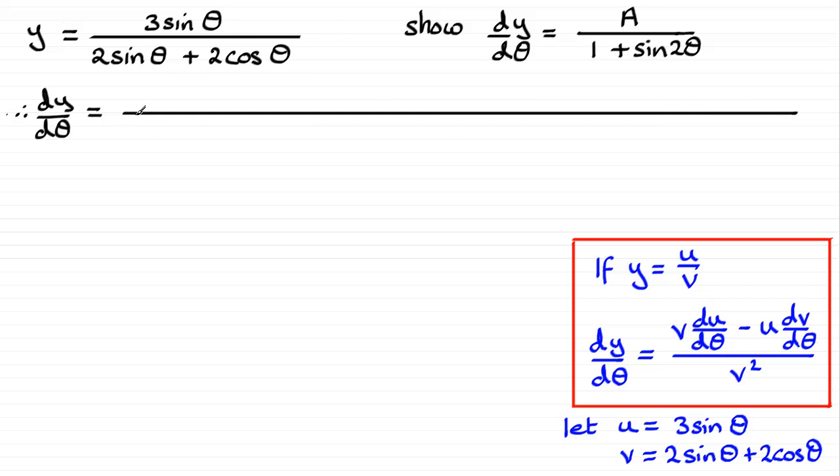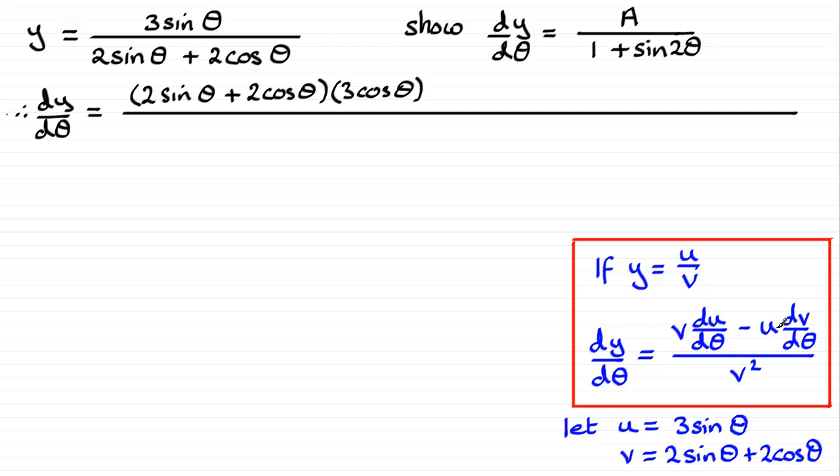So we've got basically the bottom of the fraction multiplied by the differential of the top, first of all. So if we take the bottom of the fraction, it is 2 sine theta plus 2 cosine theta, and then we multiply this by the differential of the top of the fraction. Differential of sine theta is cosine theta, so we end up with 3 cosine theta there. So that's the first term here.